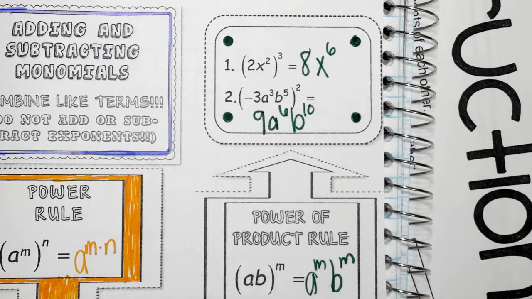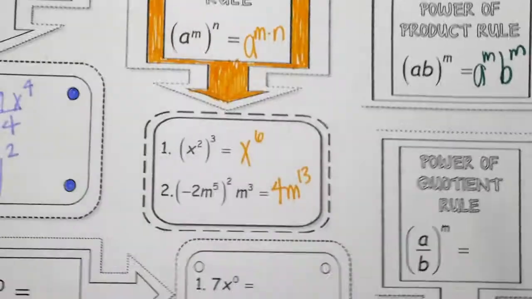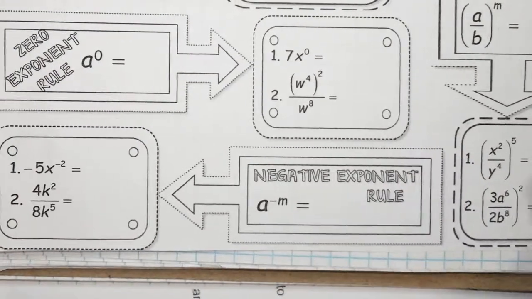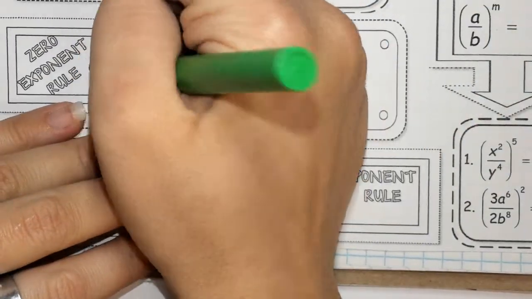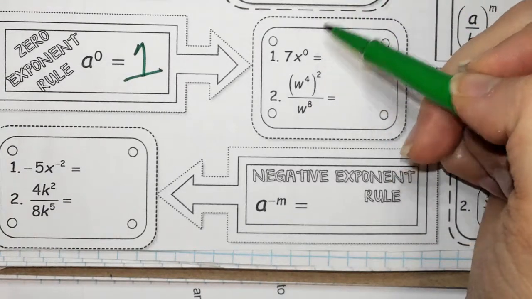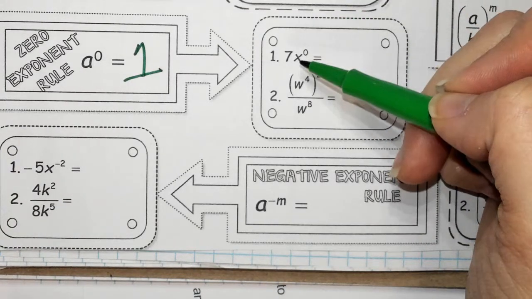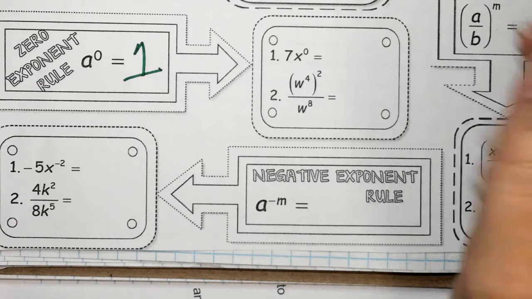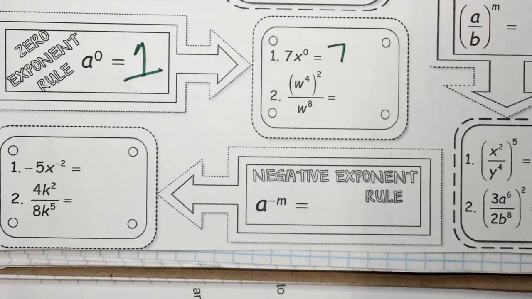Killing it out there. What is the 0 exponent rule? Anything to the 0 power always equals what? 1. Hallelujah, we remember that. Alright, so is this 0 right here on the x or on the 7? It's only on the x. So what is our answer? 7. Because 7 times 1 is magic.